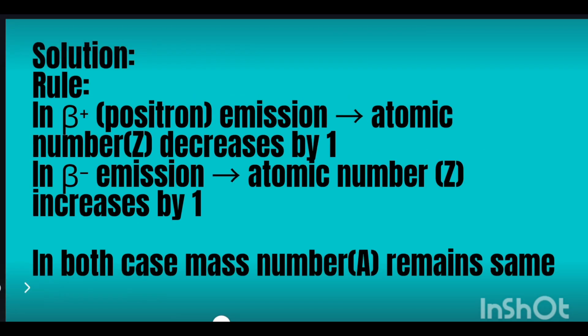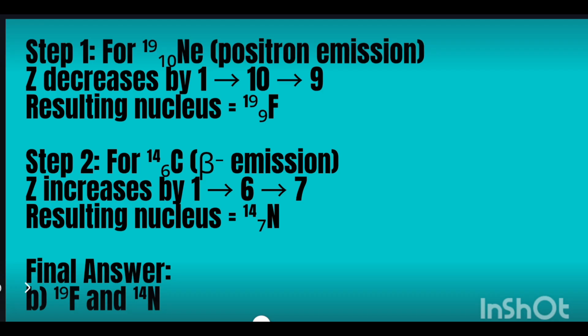We'll see the solution. First, we have to check the rule. The rule is: in beta plus emission, meaning positron emission, atomic number Z decreases by 1, and in beta minus emission, atomic number Z increases by 1. In both cases, mass number A remains the same. Now we'll see the solution step by step.